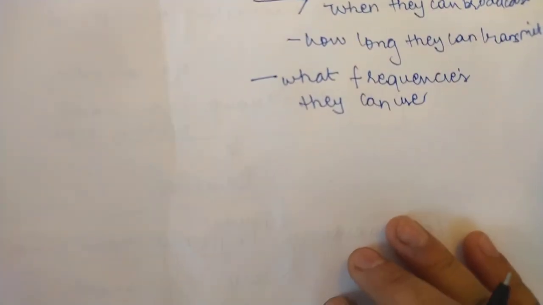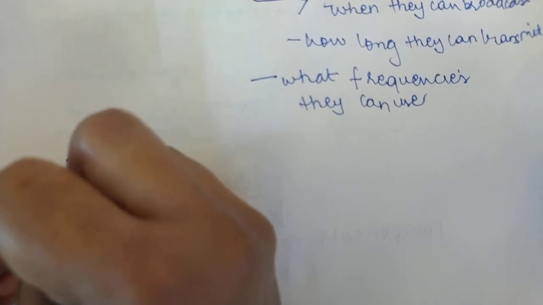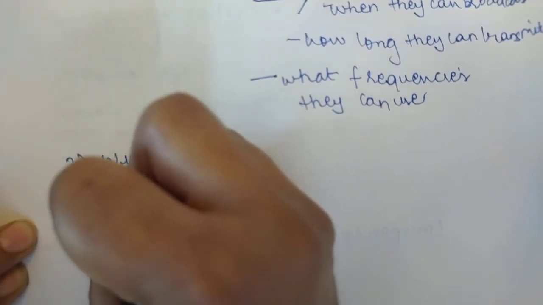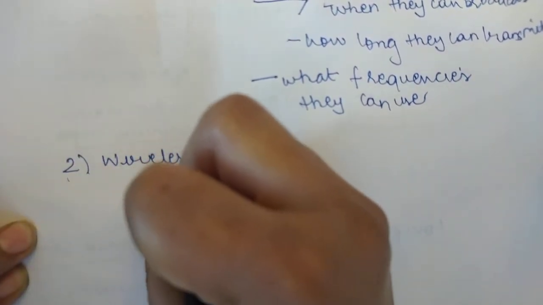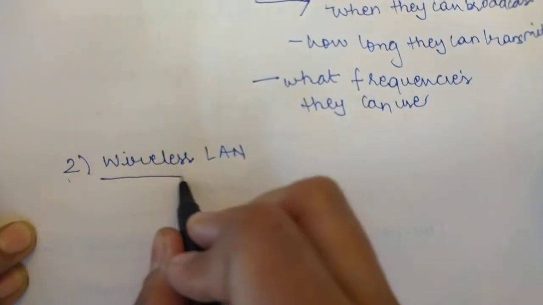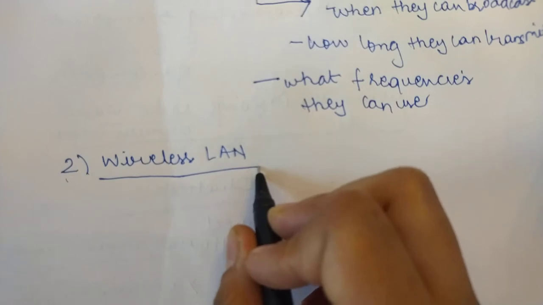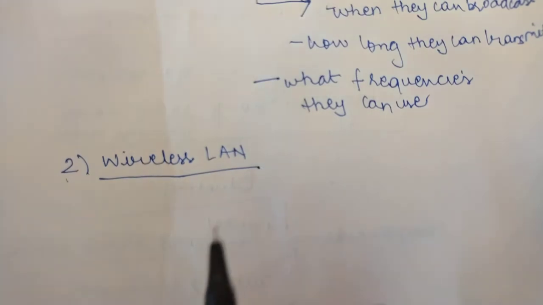Now the other type, or the second type of wireless network that we talked about, was your wireless LAN. Now, what is a wireless LAN? LAN you all have studied in my previous video, and you all know what a LAN is. Now, let's see what a wireless LAN is.